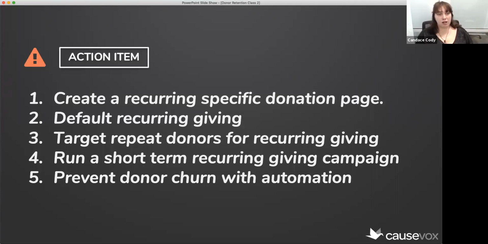And this number 5 has more to do with how you approach recurring giving. Make sure that whatever you use to get these recurring donors has measures to prevent donor attrition with automation. So for example, at CauseVox, when a recurring donor's credit card expires, we automatically send emails for you to get them to update their credit card on file. This is a great way to make sure that you're not losing donors just because a credit card expires.